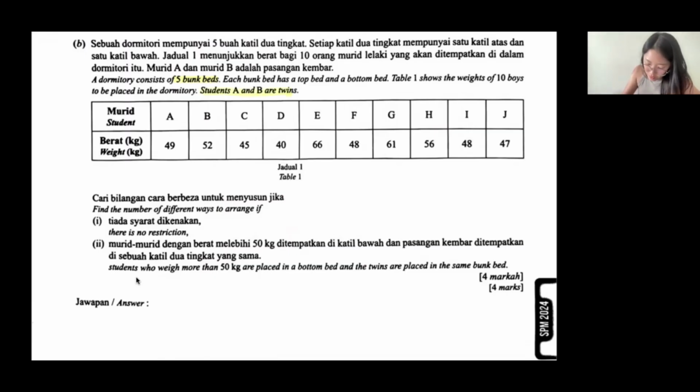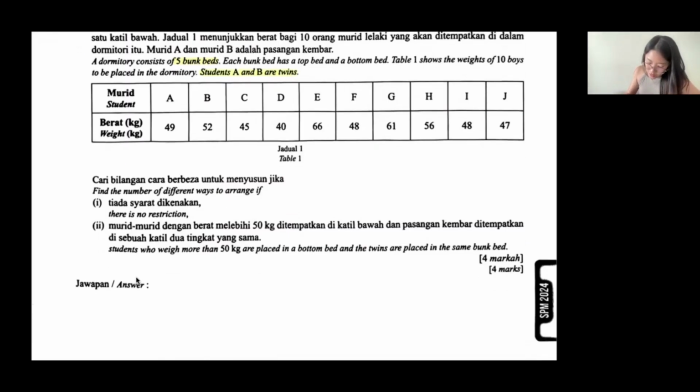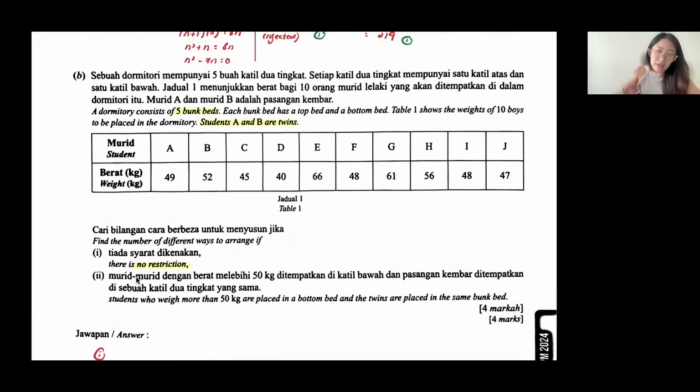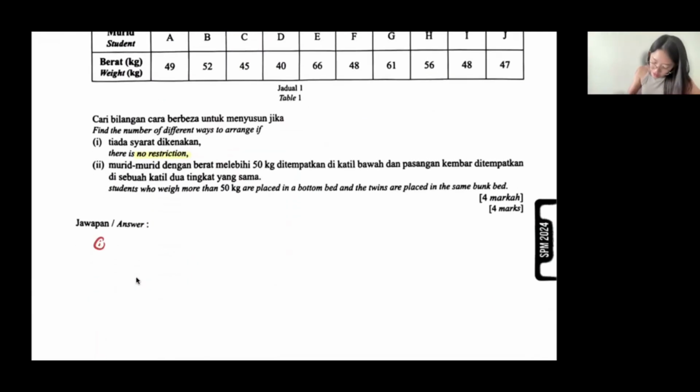Okay, so over here you have conditions. Find the number of different ways to arrange if there is no restriction. So anyone can sleep anywhere. You have 5 bunk beds, right? 5 bunk beds times 2, meaning a total of 10 spots for 10 students. So for the number of ways, I don't care how it is arranged, as long as everybody gets a bed.